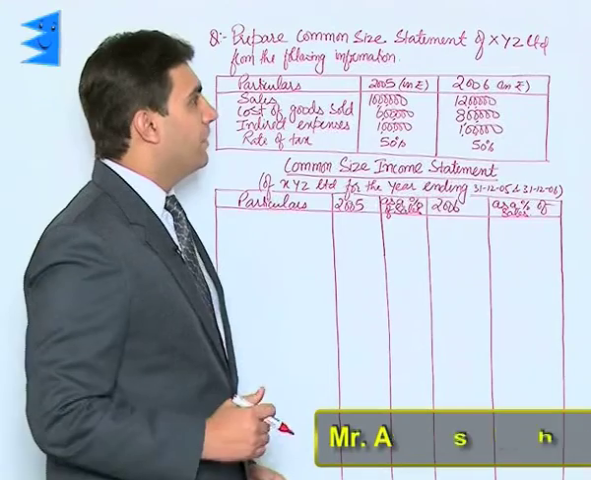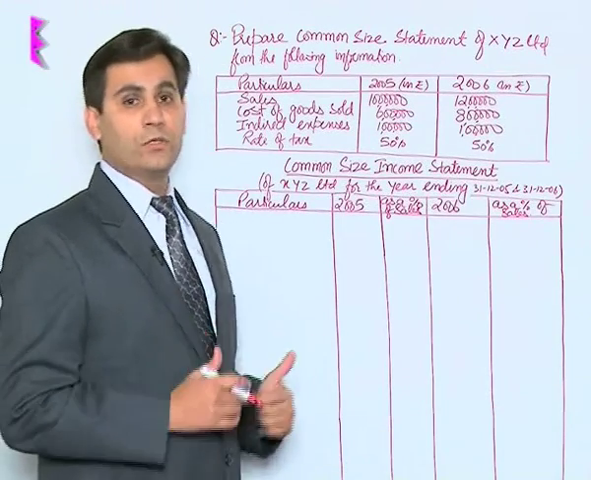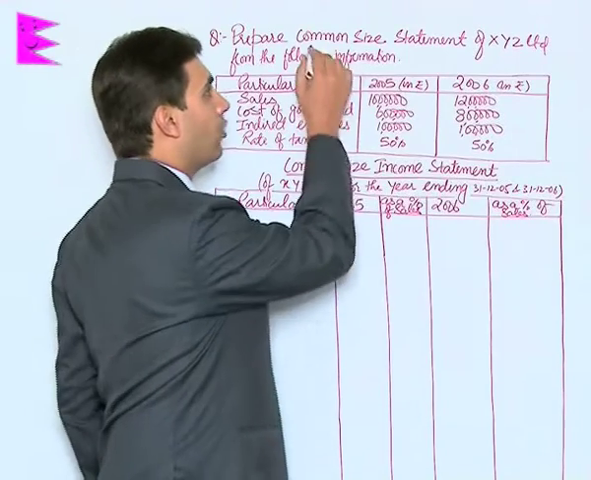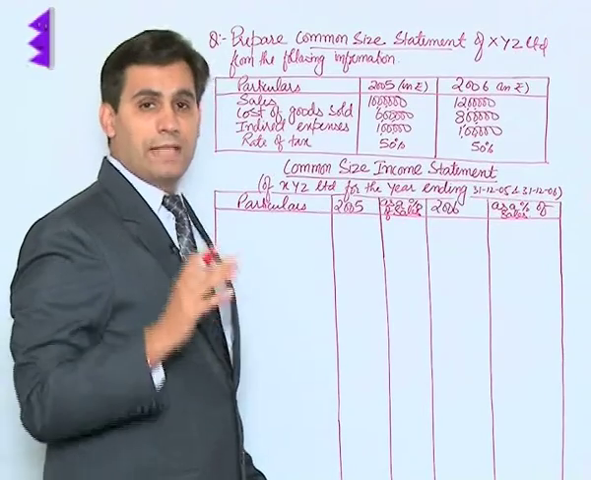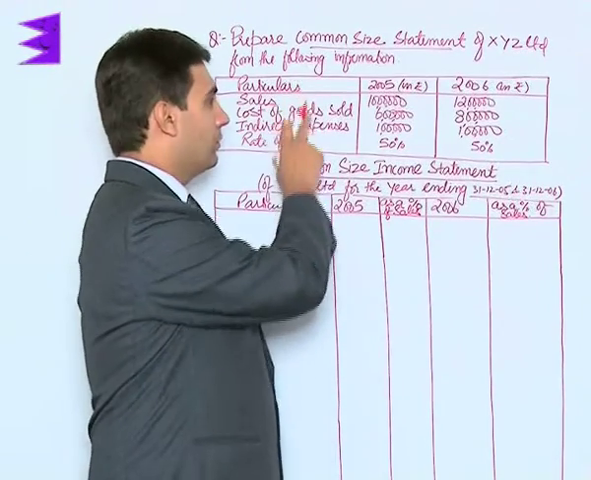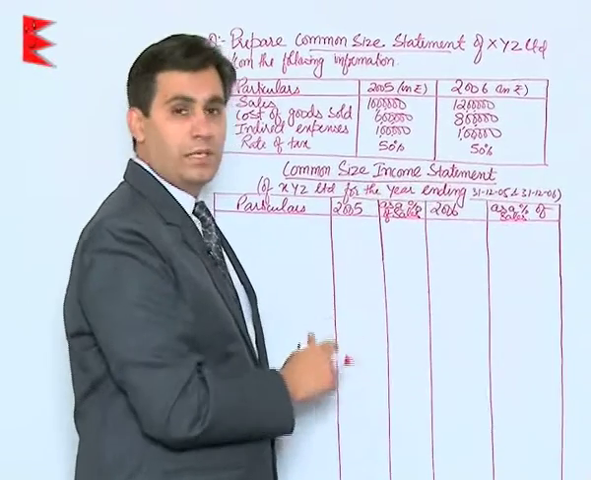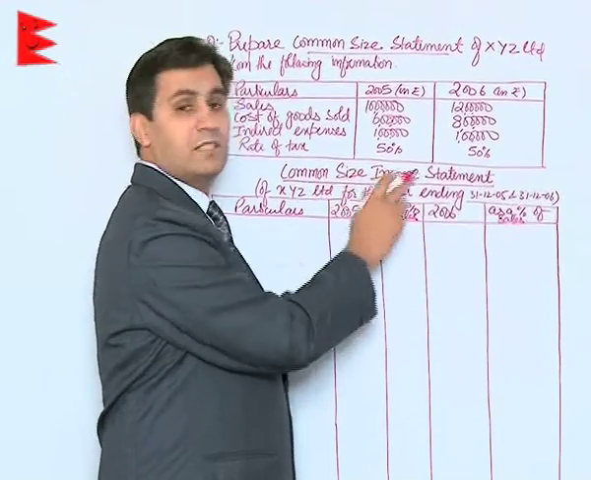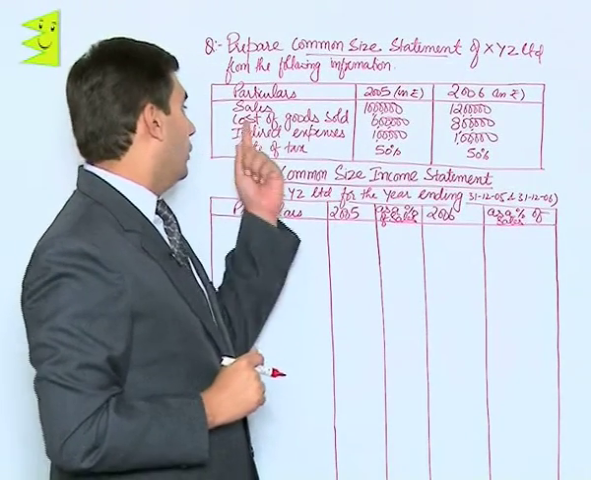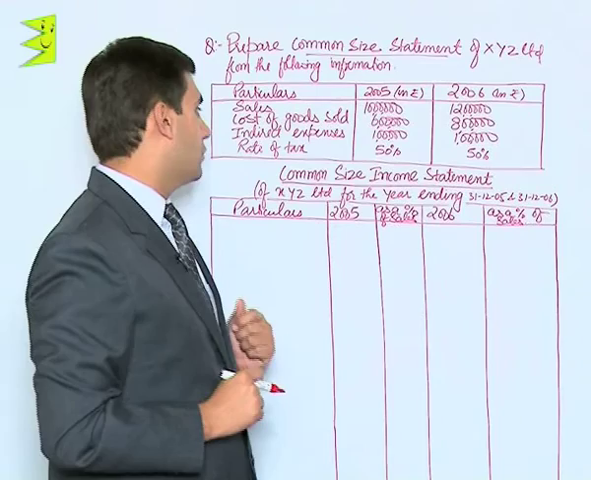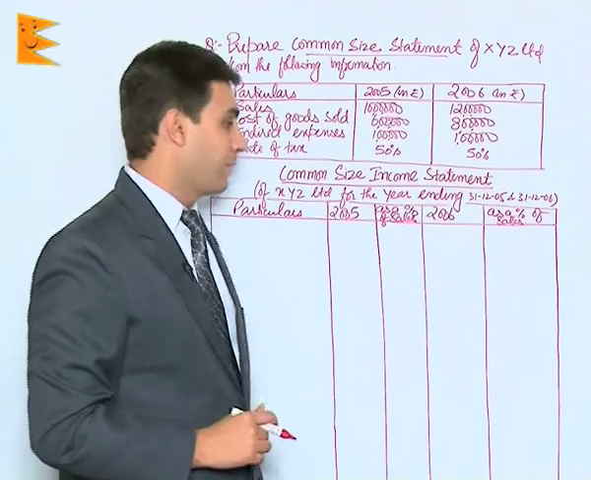Prepare a common size statement of XYZ Limited from the following information. Now students, you are clearly required to prepare a common size statement from the following information, and the information given here relates to income statement. So we are preparing common size income statement, or rather you can use the name common size profit and loss account as well. Now you are given sales, cost of goods sold, indirect expenses and rate of tax.